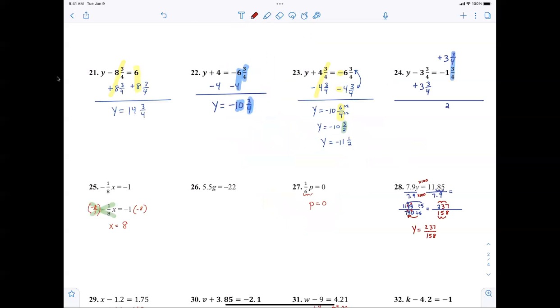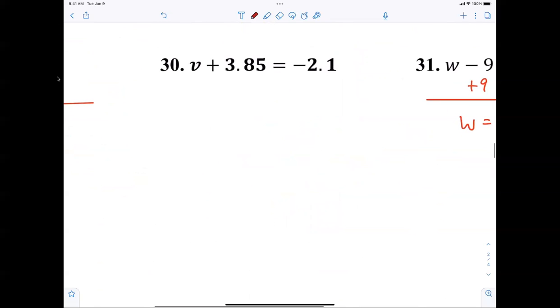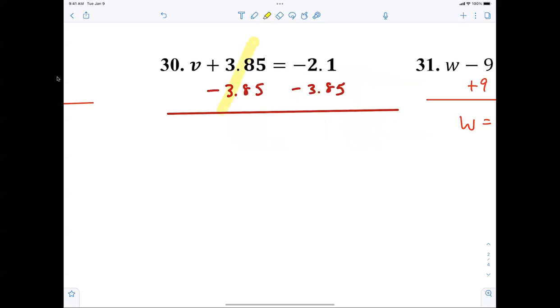All right, let's have some more fun. 30. Okay, guys, back to some decimals. James, what am I doing on 30? Would you subtract? Yes. Subtracting 3.85, subtracting 3.85. Now the question is, do you add them or do you subtract them? Add them because they're both what? Negative. They're both negative. That is correct. So it would be -5.95. Yes, -5.95 is good. Does anybody have any questions with those decimals?